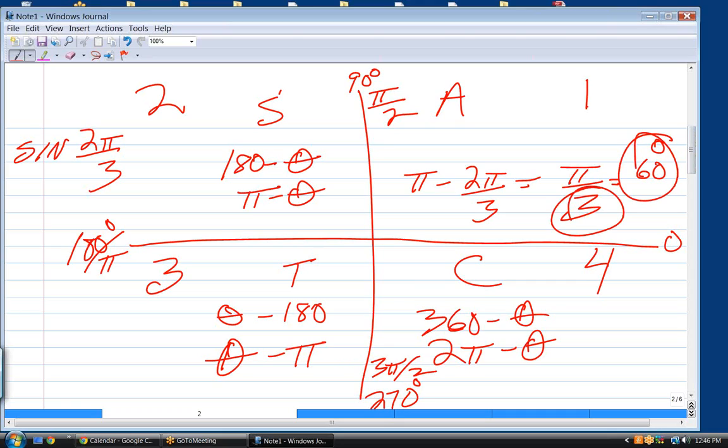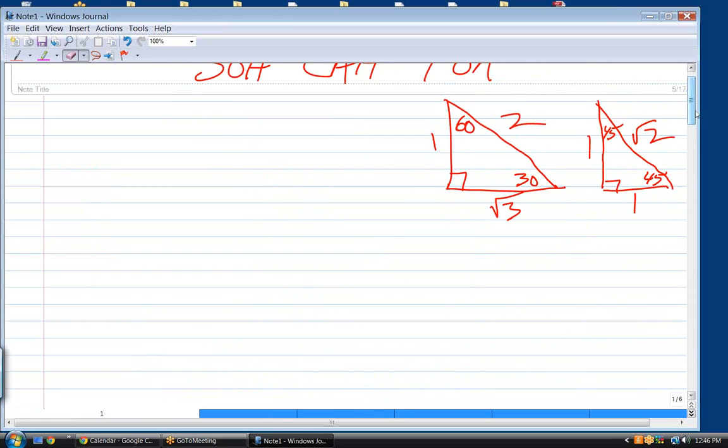So to convert pi over 3 to degrees, just make sure this one times that is 180. So it's always 60 degrees. Pi over 6 would be 30 degrees. Pi over 4 would be 45 degrees. Okay? So, what's the sine of 60 degrees?